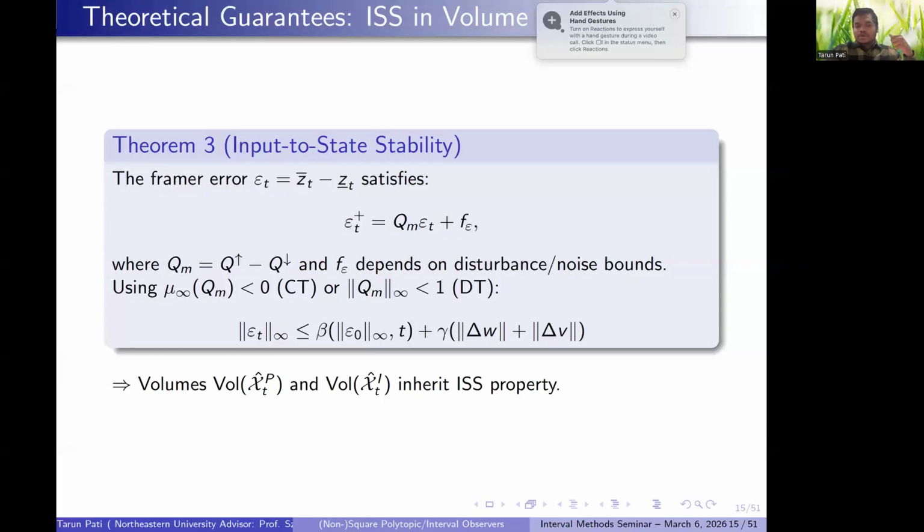Similarly, the induced infinity norm of the absolute value of Q is equal to the induced infinity norm of Q itself. That is less than one. So that means this framer error, whose state matrix is either the Metzler version of Q or the absolute value of Q for the discrete case, is also contractive. So that means the error is input-to-state stable.